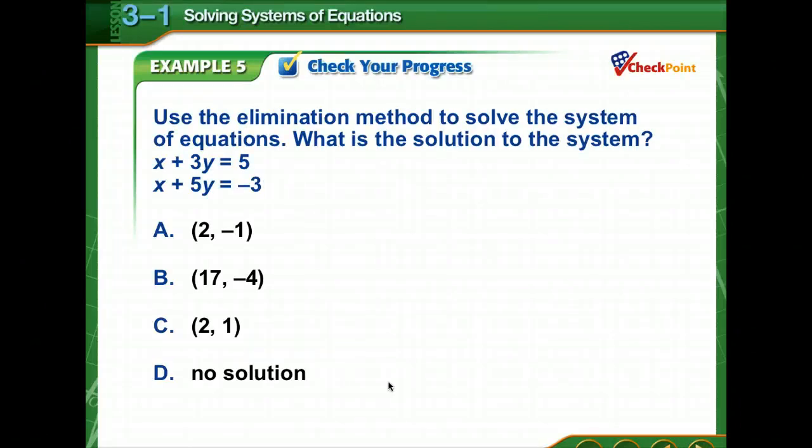Time for you to check your progress using elimination. So pause the video and work the problem, and then come back and check your answer. 17, -4. Boy, I'd hate to have to graph that one, wouldn't you? So that's why it's so handy to know the substitution and elimination methods. So then you're not having to graph these really big numbers and taking up a whole page of paper.